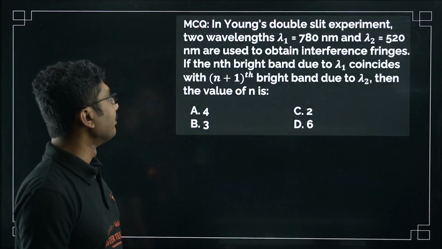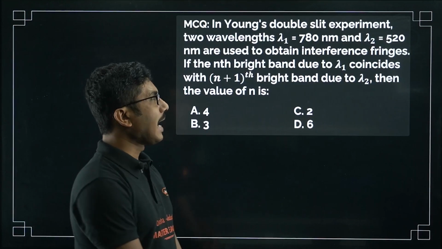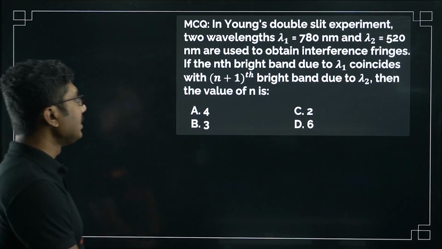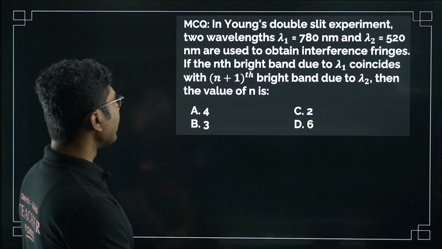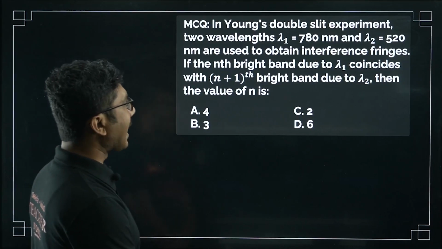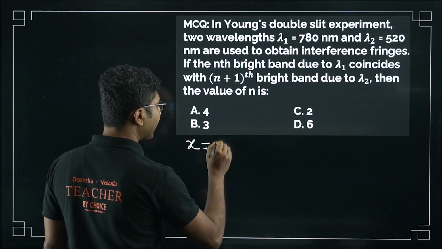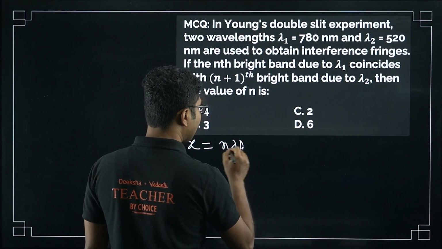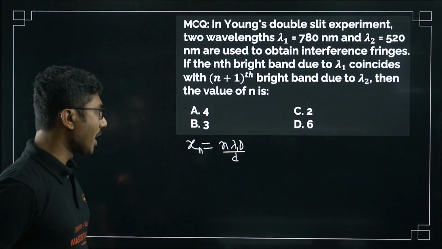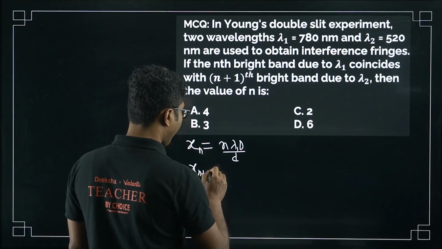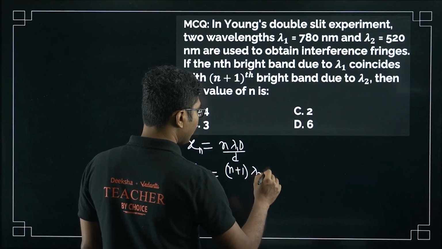Now let's see one problem. In Young's double slit experiment, two wavelengths lambda 1 equal to 780 nanometer and lambda 2 equal to 520 nanometer are used to obtain interference fringes. If the nth bright band due to lambda 1 coincides with the n plus 1th bright band due to lambda 2, then the value of n is. So what is the position for the nth bright band? We know that it is n lambda D by d. This is xn, happening for wavelength lambda 1, and xn plus 1 for lambda 2 is n plus 1 lambda 2 D by d.